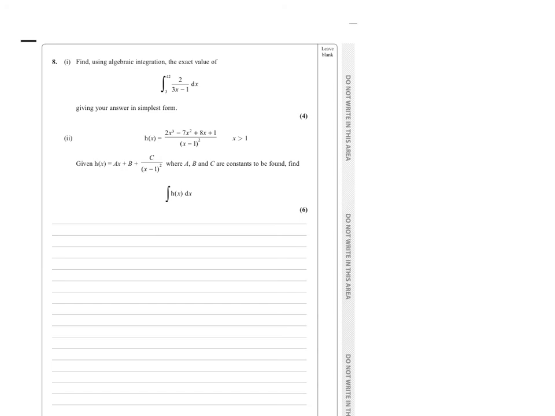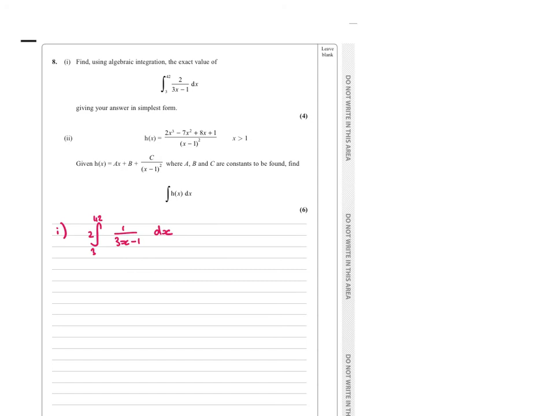So for part 8i, we're going to get the integral between 4 and 3, and this is the same as saying 1 over 3x minus 1. If I take 2 out the bracket, I've got 2 lots of that. So it's 2 lots of this with respect to x, okay? Now, the integral of 1 over x, because if you think about when we integrate x to the power of negative 1, if we increase the power by 1, we're going to end up with 0. So when we integrate an x to the power of negative 1, it becomes a ln.